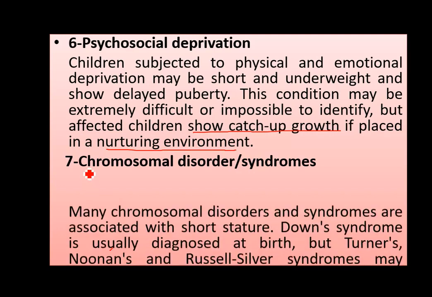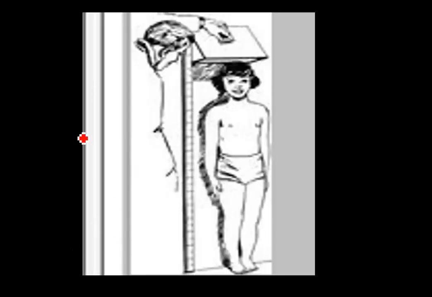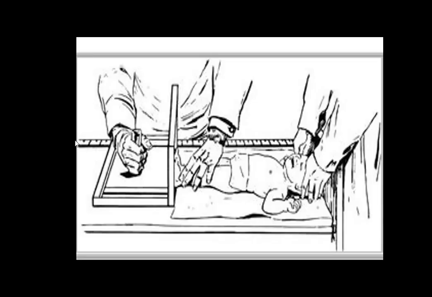Chromosomal disorders or syndromes. Many chromosomal disorders and syndromes are associated with short stature, like Down syndrome, Turner syndrome, Noonan syndrome, or Silver syndrome. This is the method for taking the height of the children, and this is for the infants. Thank you.